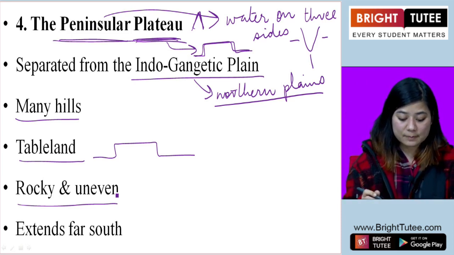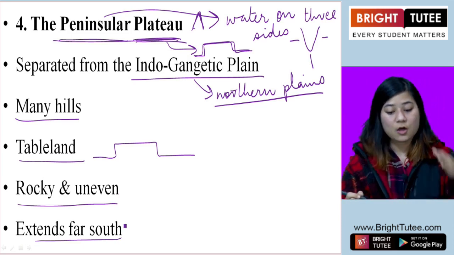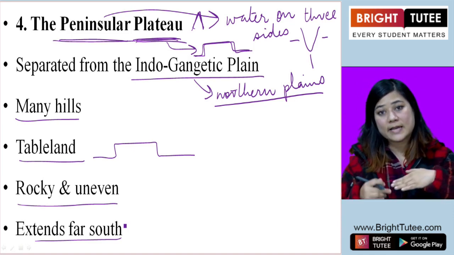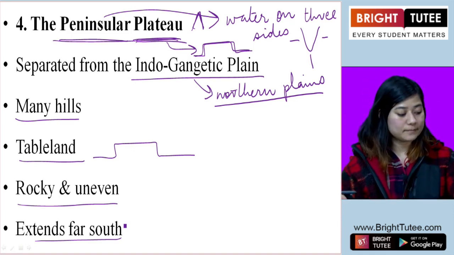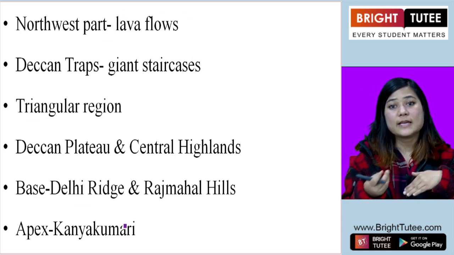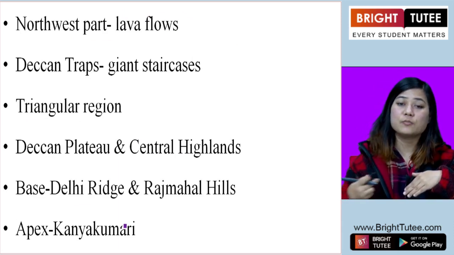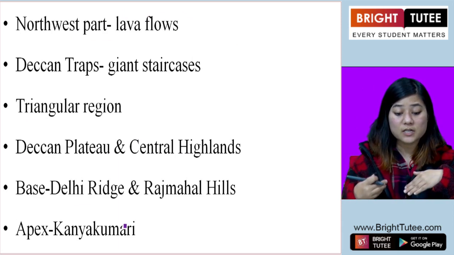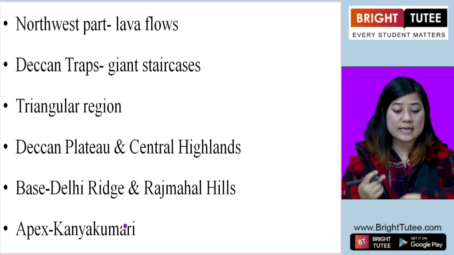And this Peninsula Plateau extends from the Indo-Gangetic Plain far to the south. In the south we know there is the state of Kerala, and Kanyakumari is the tip of the southern part of mainland India.